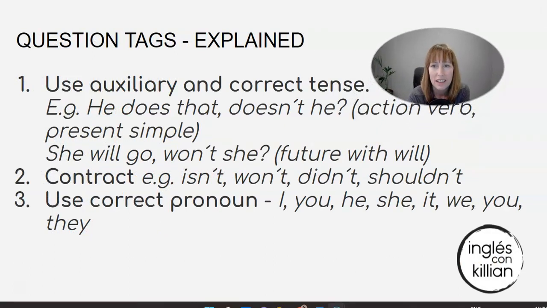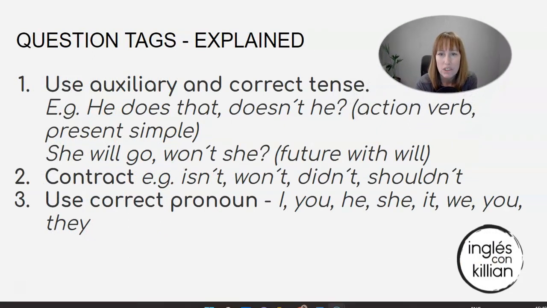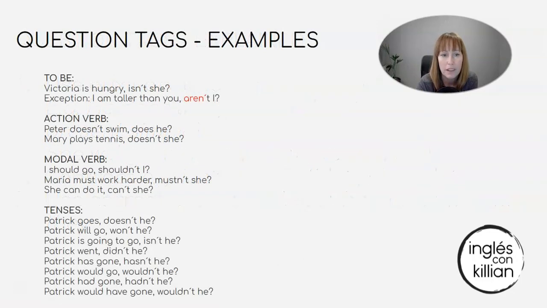So, bit of grammar. We use auxiliary and we use the correct tense. Okay. So he does that. Does here is the verb in third person. Doesn't he is a tag. So doesn't is the auxiliary in negative. And he is a pronoun. She will go, future. Won't she in negative. Okay, always contract, isn't, won't, didn't, shouldn't, for example. And be careful to use the correct pronoun.